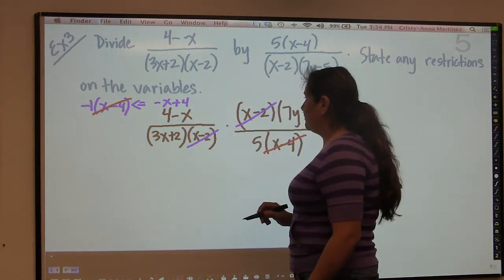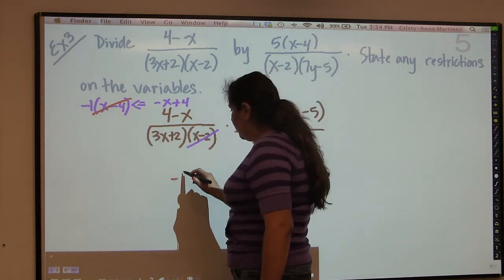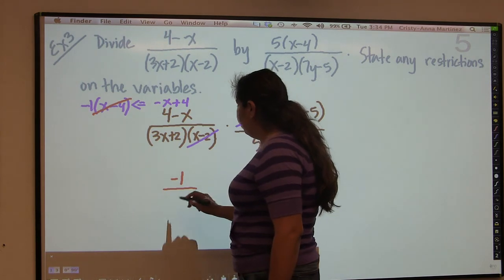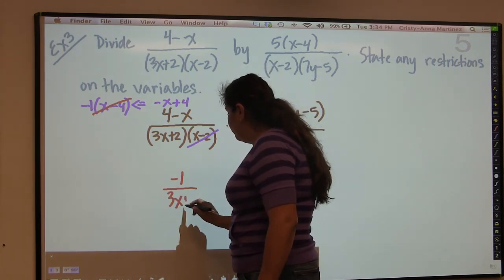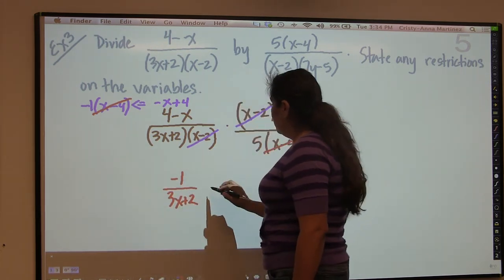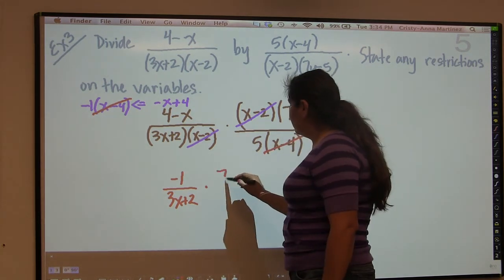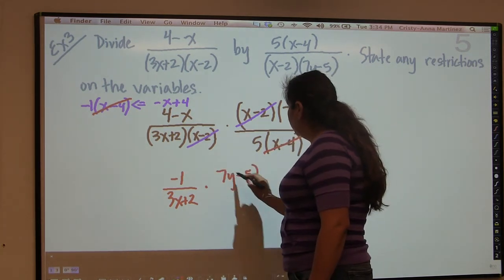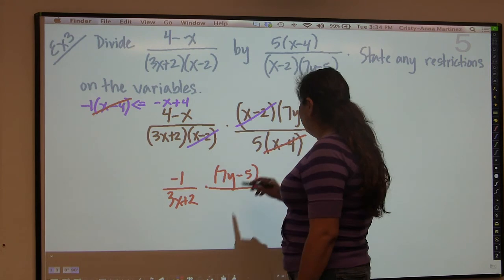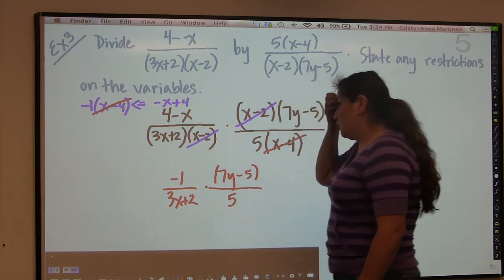So what we have left so far is the negative 1 on top over here. We have the 3x plus 2 on the bottom of this guy. We have the 7y minus 5. And we have the 5 on the bottom. That's all you have left.